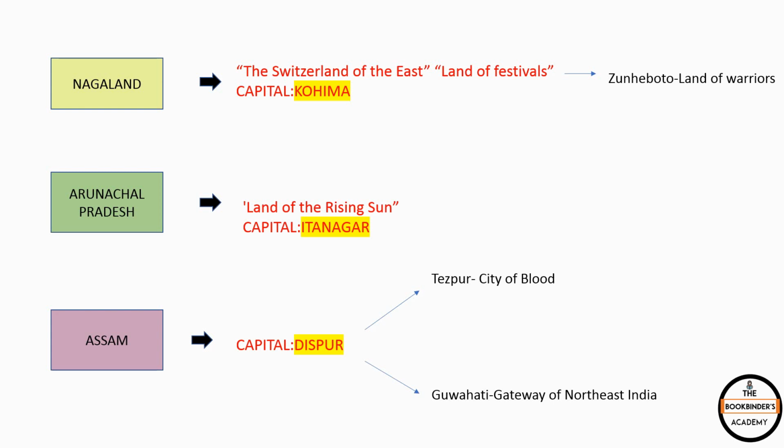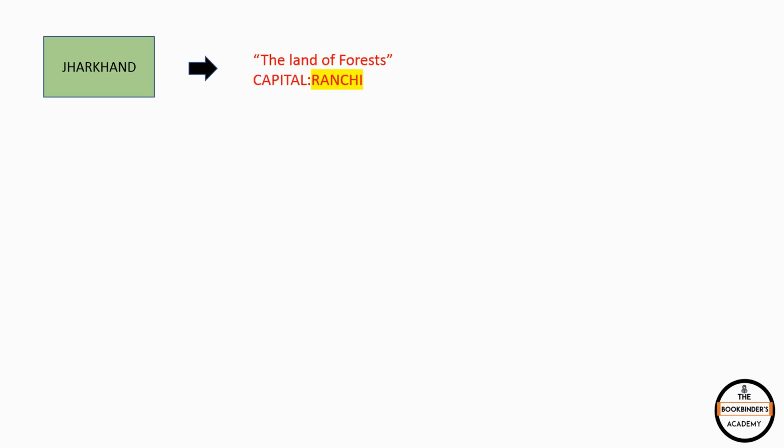Now, the next is the city of Guwahati. Guwahati is referred to as the gateway of Northeast. Now, it is referred to as the gateway of Northeast India because in order to go to any state in the northeastern region of India, you have to go through Guwahati, and hence the reference gateway of Northeast India. The next state is the state of Jharkhand. Jharkhand's capital is Ranchi.